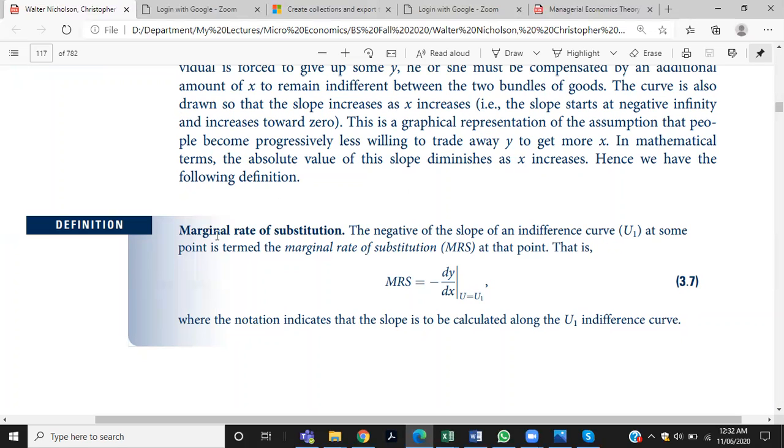So now we will define the marginal rate of substitution. The negative of the slope of an indifference curve U1 at some point is termed the marginal rate of substitution, MRS, at that point. That is, MRS is equal to negative of dy over dx, the change in one commodity y and the change in the other commodity x, provided that utility is equal to U1. What does this mean? The notation indicates that the slope is to be calculated along the U1 indifference curve.